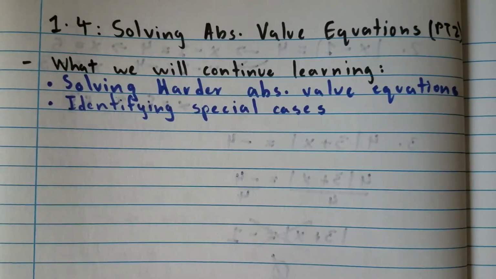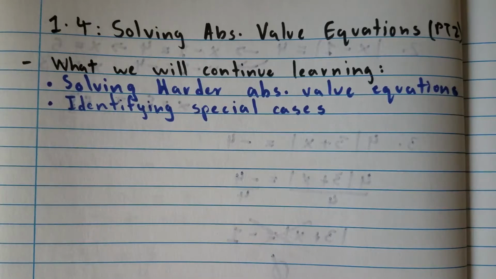Hi, this is section 4 of chapter 1, solving absolute value equations. This is part 2 of this section. In the last section we covered part 1, which is about solving simple absolute value equations and the absolute value properties. So if you're coming from that video, then this is the right video to move on to.